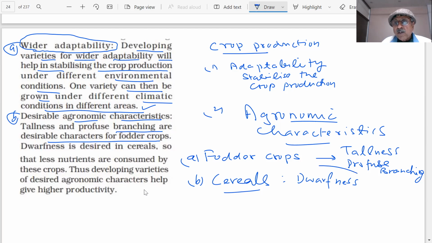तो ड्वार्फ होगा तो वो न्यूट्रिएंट्स ज्यादा लेगा या कम लेगा? लेस न्यूट्रिएंट्स लेगा. ठीक है. एक बिगर है, एक स्मॉलर है, तो बिगर को तो ज्यादा न्यूट्रिएंट्स चाहिए. यस. ड्वार्फ को क्या चाहिए? लेस न्यूट्रिएंट्स. Thus, developing varieties of desired agronomic characters help give higher productivity.